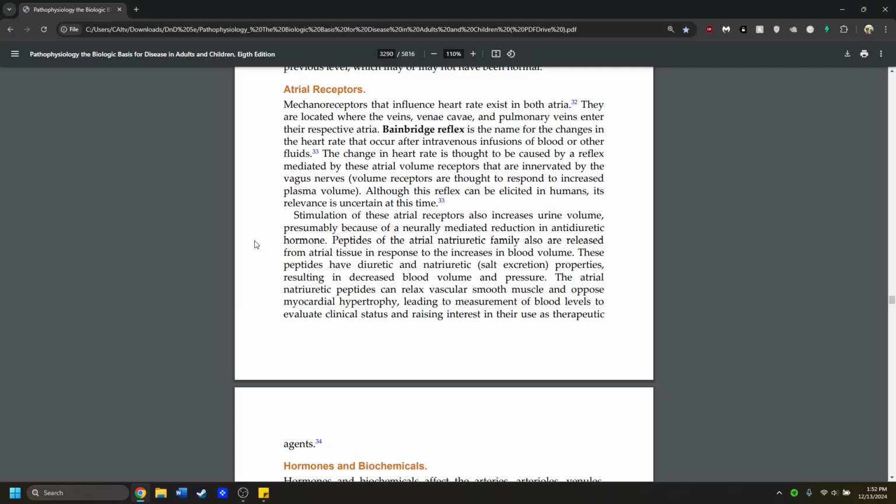Peptides of the atrial natriuretic family also are released from atrial tissue in response to the increase in blood volume. These peptides have diuretic and natriuretic, or salt excretion, properties, resulting in decreased blood volume and pressure. The atrial natriuretic peptides can relax vascular smooth muscle and oppose myocardial hypertrophy, leading to measurement of blood levels to evaluate clinical status and raising interest in their use as therapeutic agents.